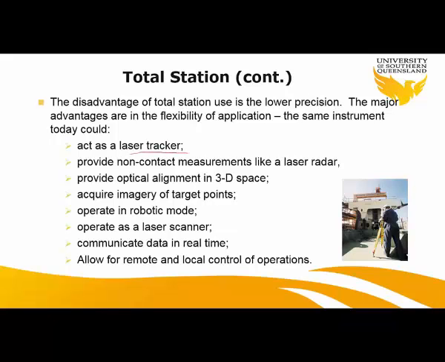It can also act as a laser tracker, so it can measure the absolute distance. It is non-contact measurement; you have the direct reflector or reflectorless option. You can also provide optical alignment in 3D space. Total stations nowadays have an inbuilt camera, which gives you an option to get imagery of the target points. It can work in robotic mode, so it's one-man operation, and it also operates as a laser scanner.